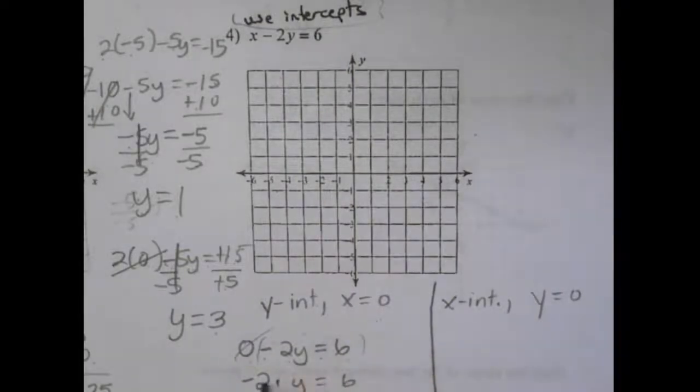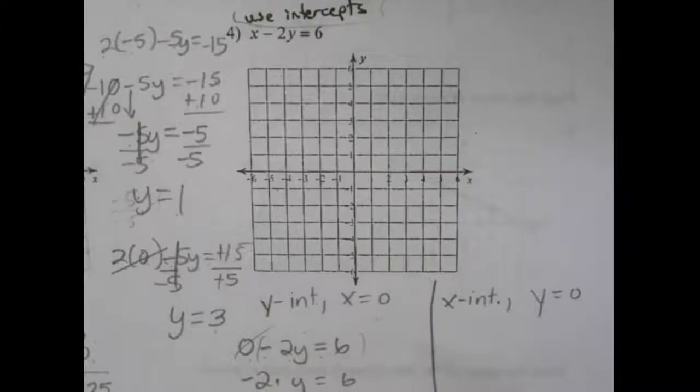How do I undo? This is a multiplication. So what's my inverse operation? Inverse operation of multiplication. Division, right? What am I going to divide both sides by to solve this equation? Negative 2. Okay? How's that?